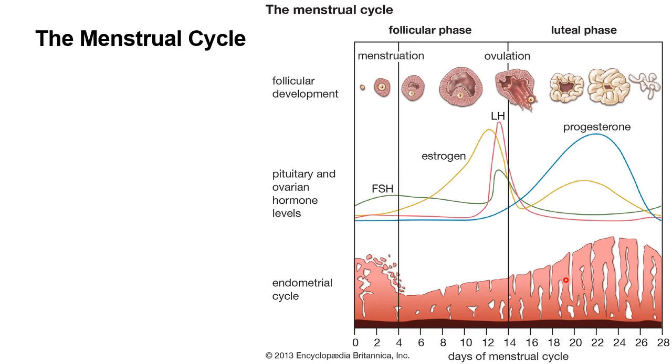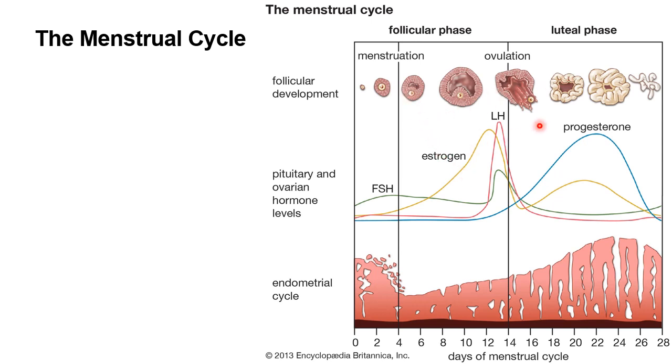Estrogen is produced by the follicle, which contains the egg cell. The cells of the follicle, which contains the egg cell, produce estrogen.